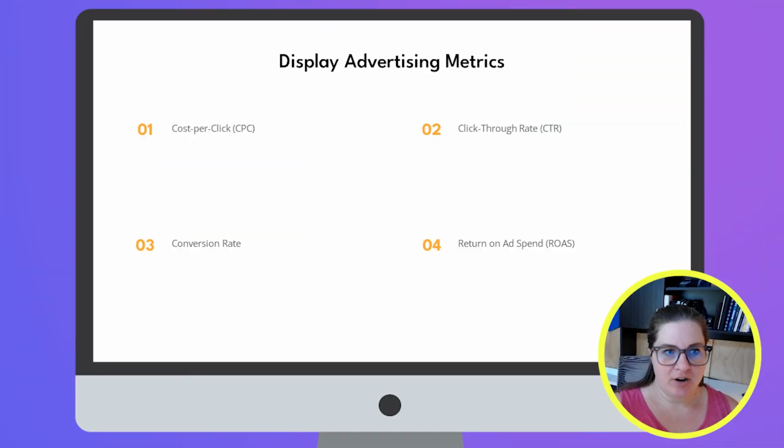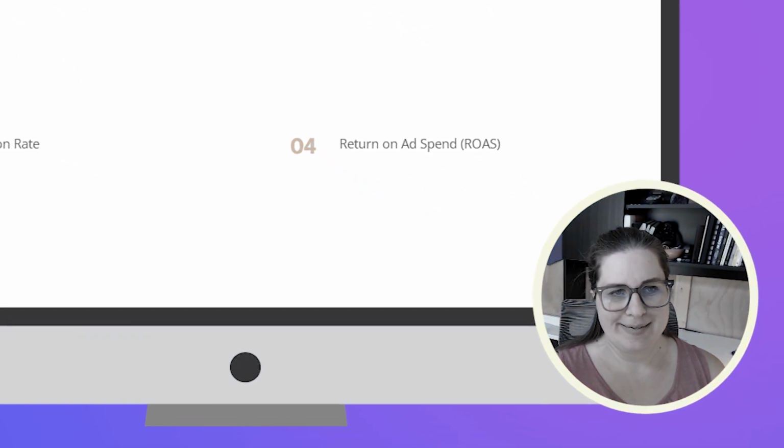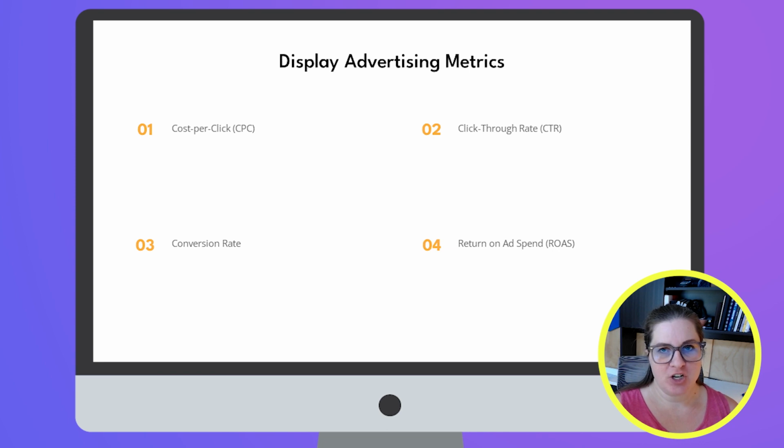When you're tracking your ads, these are the four primary metrics to follow, which is your cost per click. Like I said, anything over 50 cents to me is too expensive. Your click-through rate is going to be relatively low. If you can get a 1% click-through rate, that's great, but sometimes you only get like 0.15, and that can be okay too, as long as your conversion rate is good.